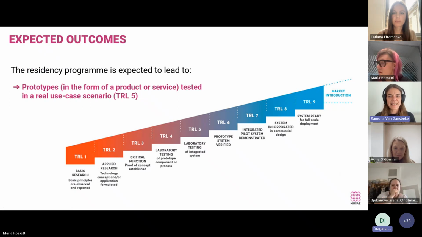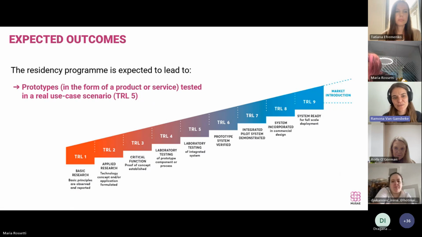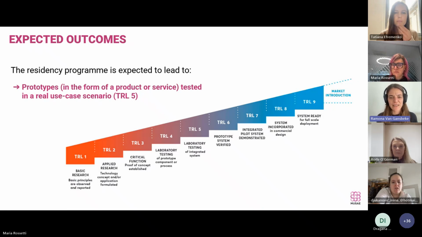This is a prototype TRL5. So for you who are not familiar with the term TRL, it stands for Technology Readiness Level. And the Technology Readiness Level is a scale used to assess the maturity of a technology or innovation. It was originally developed by NASA in the 1970s to evaluate the readiness of technologies for space missions. And since then, it has become really widely adopted across various industries, including aerospace, defense, healthcare, and energy, as well as the European Commission.